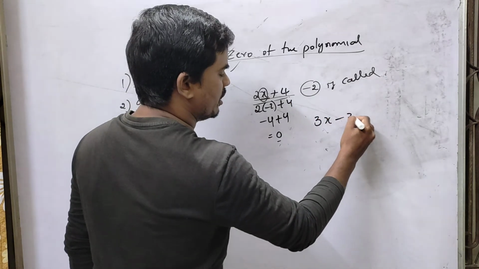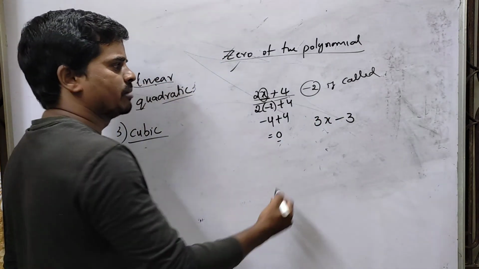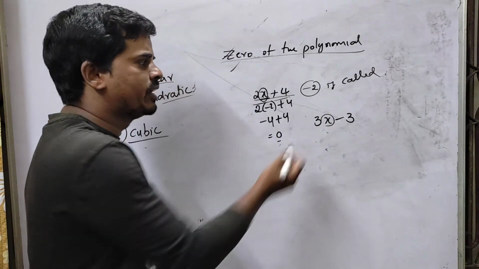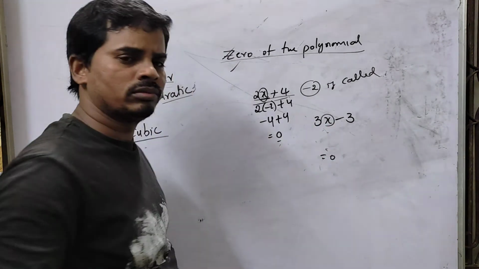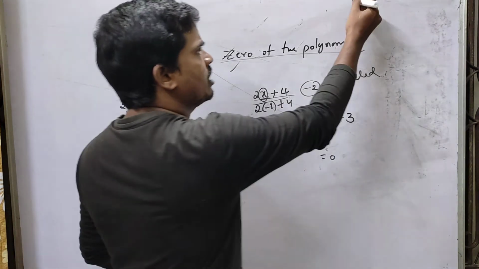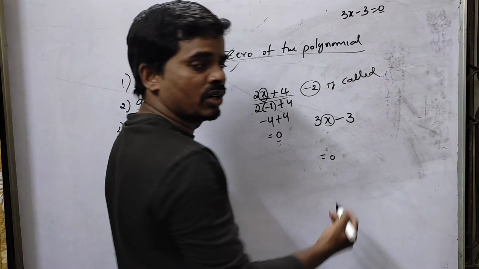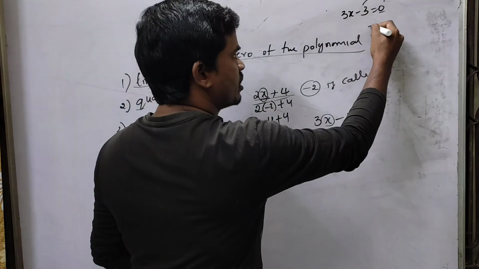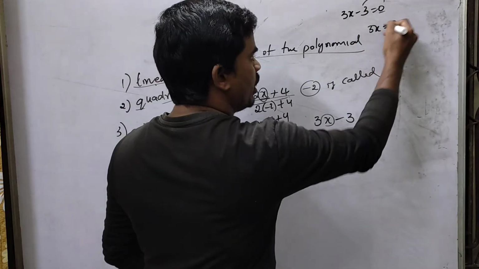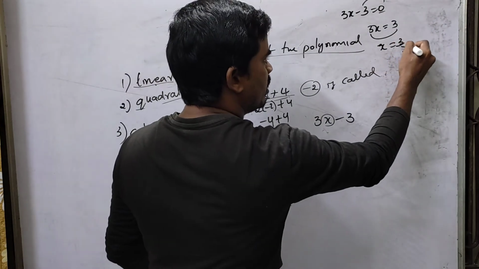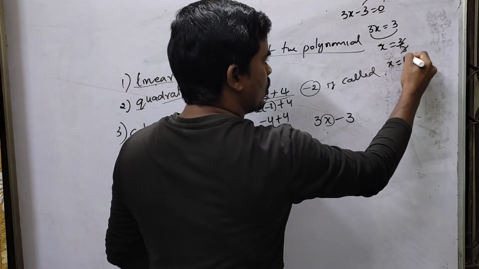3x minus 3. What should I substitute here to get the polynomial value 0? If we don't know it, we can solve it. 3x minus 3 is equal to 0. Transpose 3 to that side: 3x is equal to 3. Then x is equal to 3 by 3, so x is equal to 1.